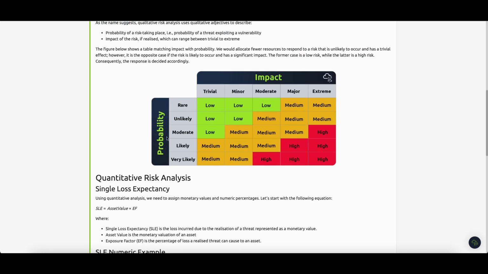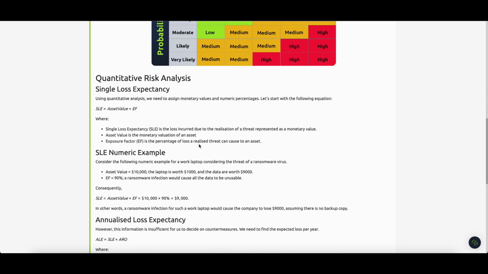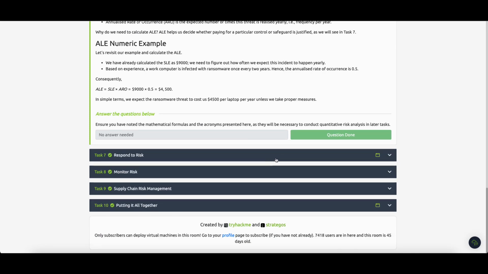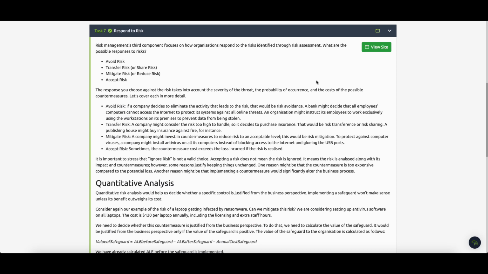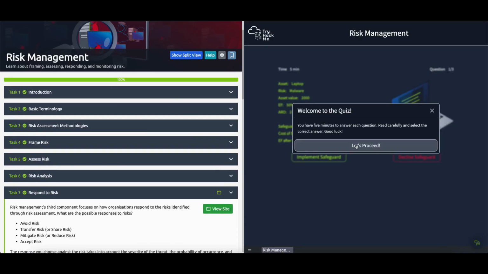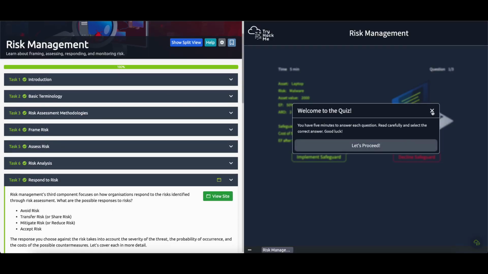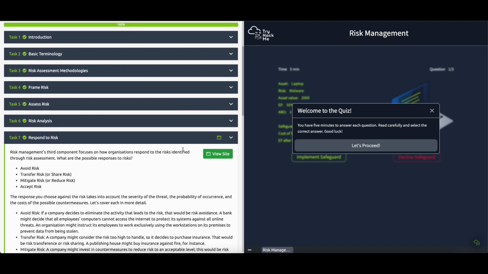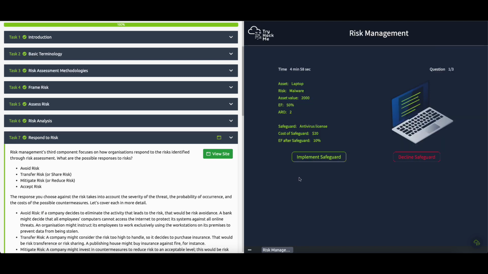But you have to read task 6 and task 7 carefully to solve the practical questions. Let's move on with task 7. We have some practical questions here, and here we have some mathematical operations and some formulas. We have to find the answer whether we implement safeguard or not, okay?